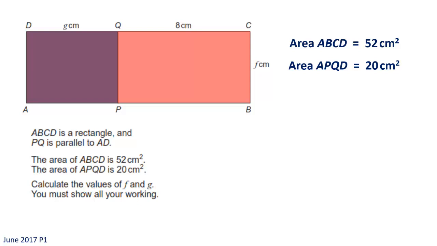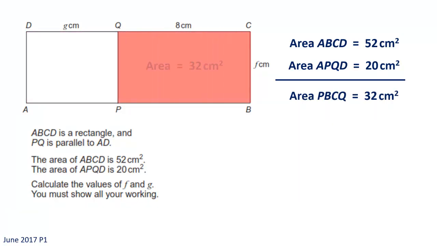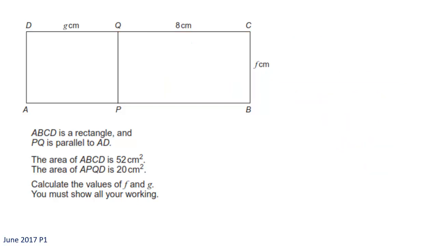So let's take 20 from 52. So we're taking the sort of bluey purple from what was the big pink. So that tells us that PBCQ has an area of 32 square centimetres. That one there. And we know the area of a rectangle, the long length, times the short length, so that means 8 times F is 32. You might straight away spot that F is 4, but if not, we can do some equation solving. 8 is multiplying, take it to the other side, it divides. F is 4 centimetres. So we've worked out F, so let's put 4 centimetres in there.